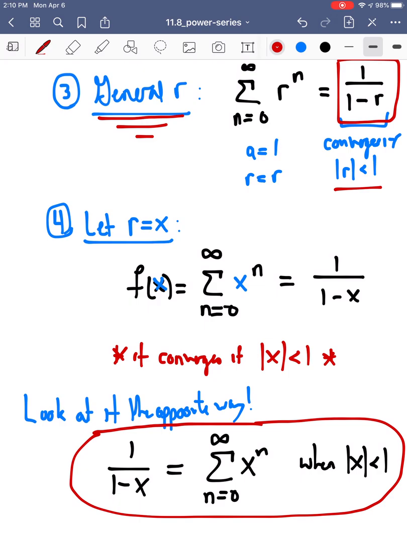We have the function 1 over 1 minus x is equal to the power series from n equals 0 to infinity of just x to the n, when x in absolute value is less than 1. So this is the first power series for us to commit to memory.